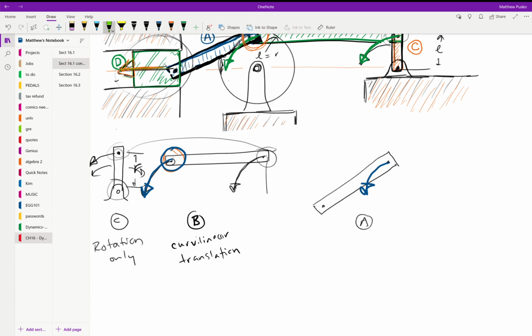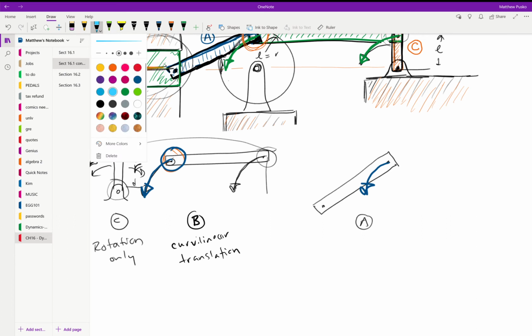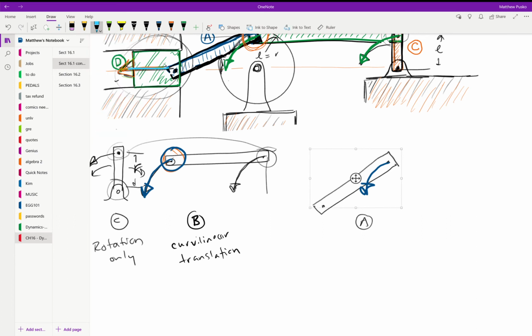I'm looking at D now. It's restricted to move only in the X direction. So if it can only move in one direction at one end, but it's moving in both directions at the other end, I think we can say that it's undergoing a rotation. So it is translating and rotating. So translation plus rotation gives us general plane motion.